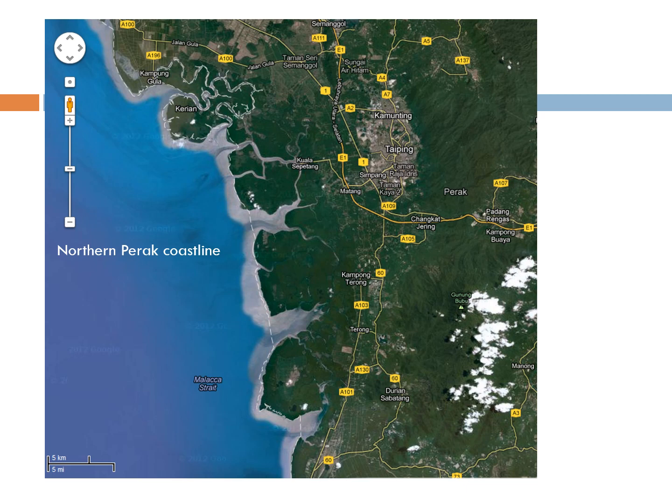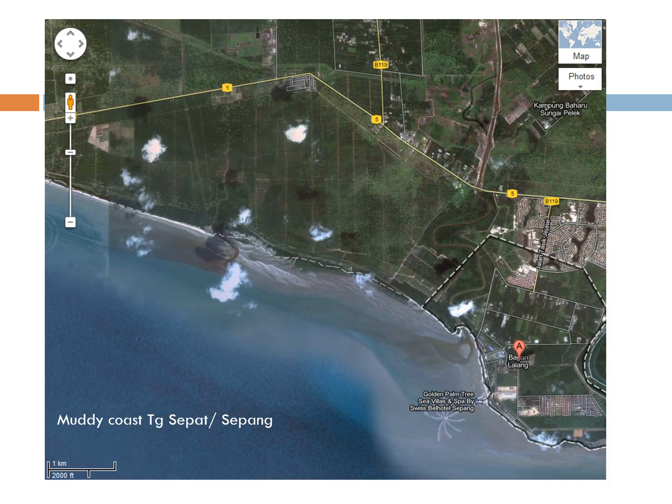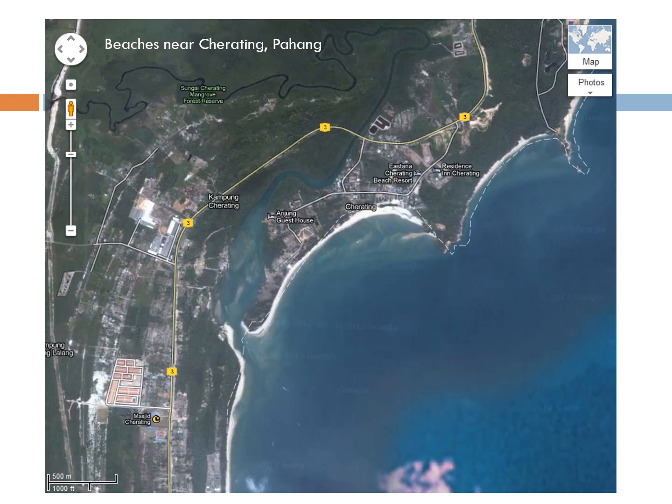This Google Earth picture here shows the northern Perak coastline, which is rocky. And here we have the muddy coastline in Tanjung Sepat near Sepang, and beaches in Cherating, Pahang.